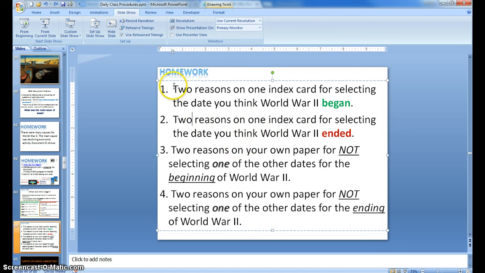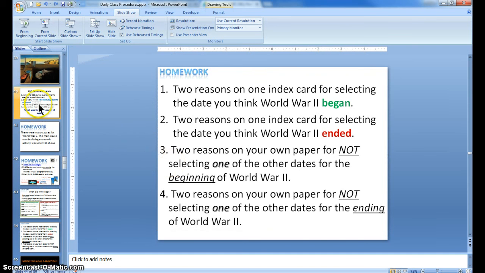Make sure you have those done because we're going to be putting them out on the tables. Oh, there's the bell. But class is still in session. Don't go anywhere. So I'm going to have papers out and you're going to choose which years, and then you're going to put your index cards on what years you think it ended and what year you think it began, and we're going to have a nice big class discussion about it.